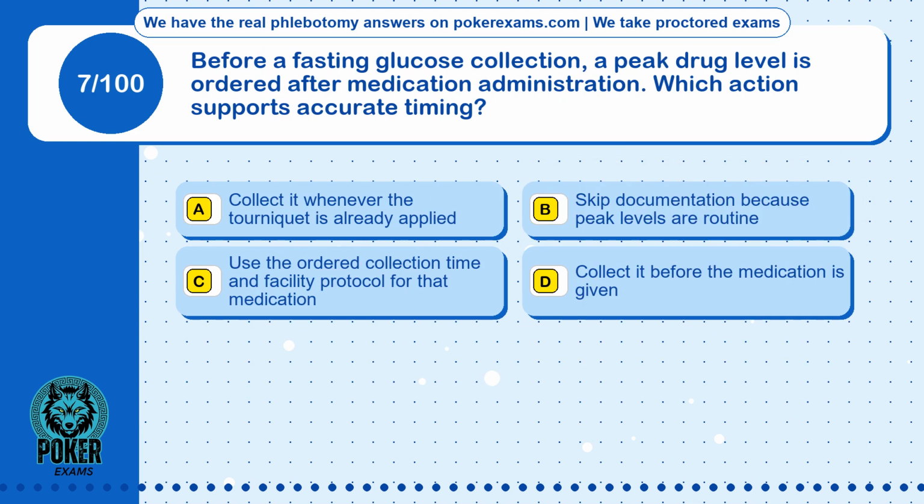Question 7. Before a fasting glucose collection, a peak drug level is ordered after medication administration. Which action supports accurate timing? Option A, collected whenever the tourniquet is already applied. Option B, skip documentation because peak levels are routine. Option C, use the ordered collection time and facility protocol for that medication.